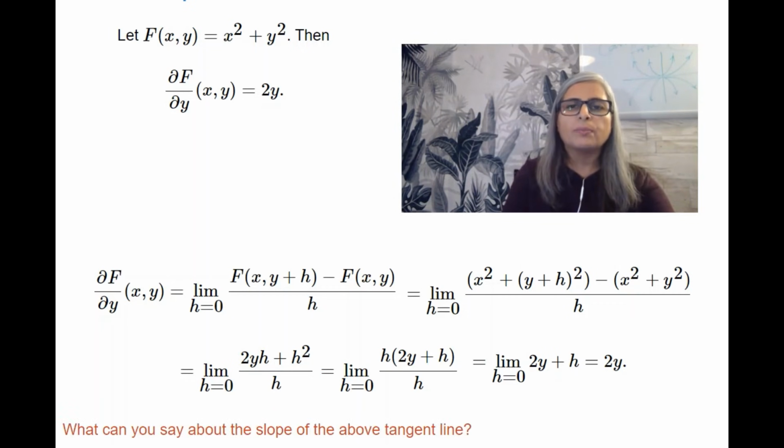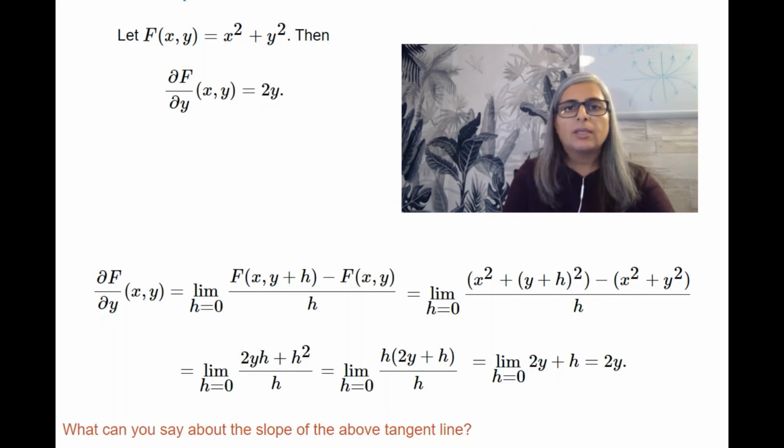Now when we look at the slope of the above tangent line, we know that partial f by partial y would be the slope of the tangent to the surface x squared plus y squared, where x equals 1. So it will be the slope of the tangent to the curve 1 plus y squared, or to the surface x squared plus y squared, where x equals 1. This slope turns out to be 2y, and we know that when y is minus 1, the slope turns out to be minus 2.